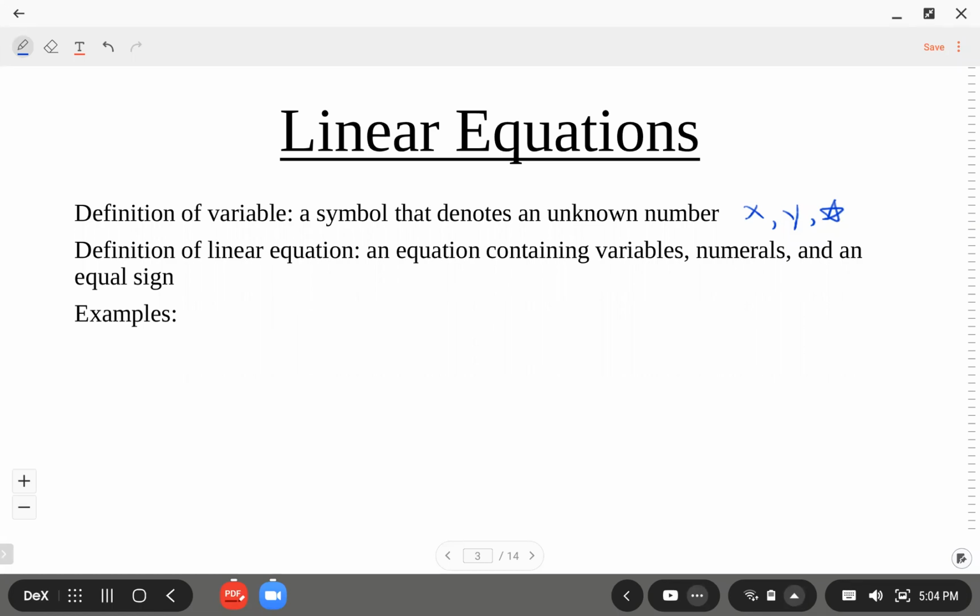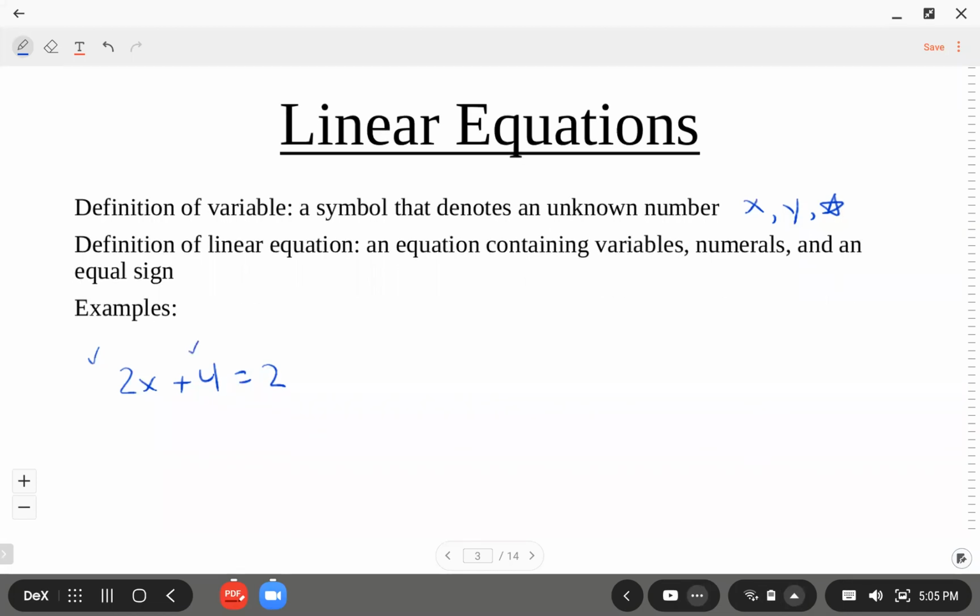So let me give an example. 2x plus 4 equals 2. Does it have variables? Yes, check. Does it have numerals, 4 and 2? Yes, check. Does it have an equal sign? Yes, check. So that is a linear equation. It has to have an equal sign. It is an equation, not just an expression.